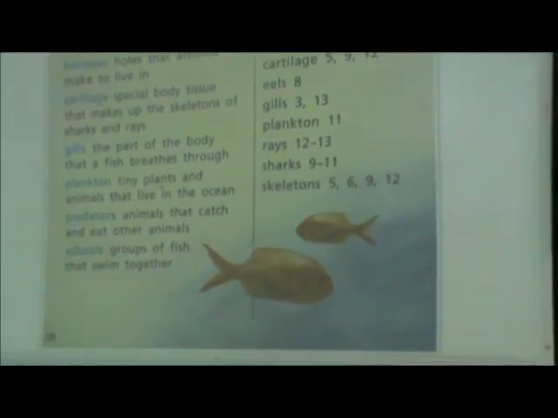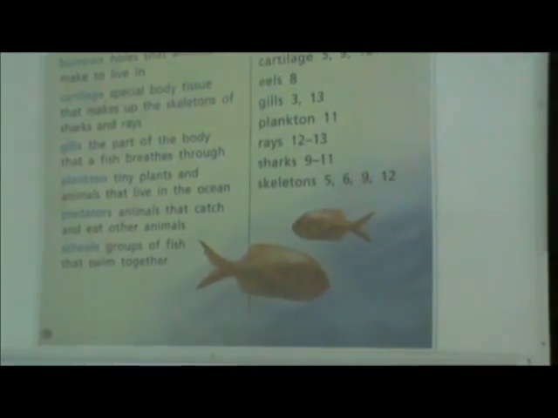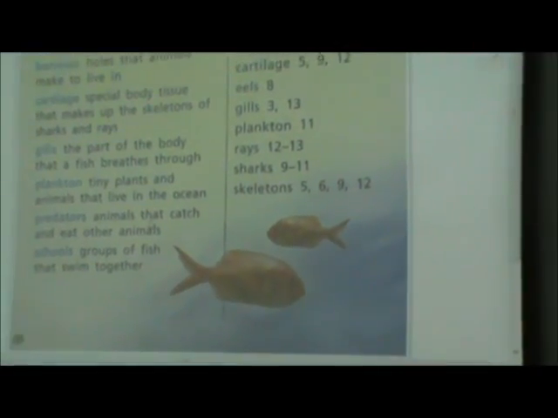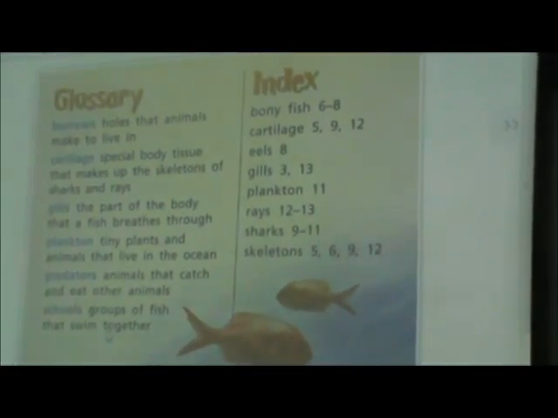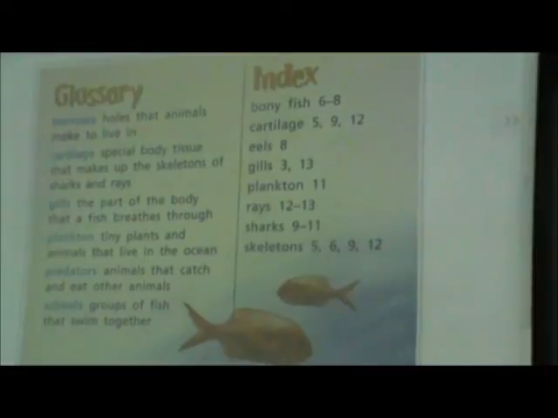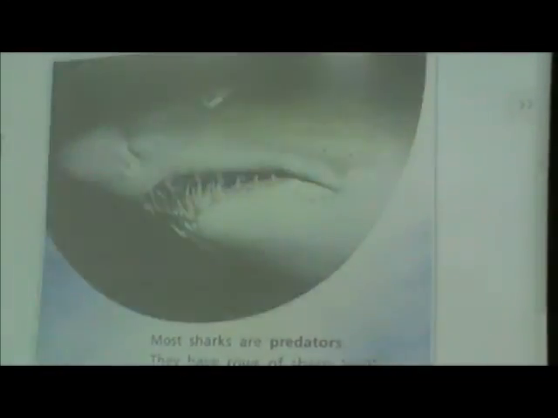Plankton: tiny plants and animals that live in the ocean. Predators: animals that catch and eat other animals. Schools: a group of fish that swim together. Okay, so that gives us our glossary. Now we'll go back and work on our books. Okay. Couples live in the water.